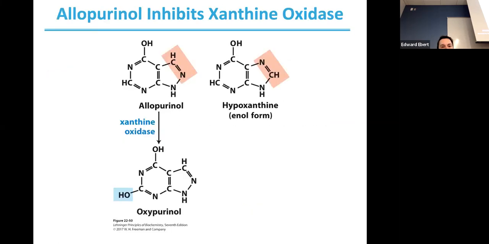So what did I want to say about that? Yeah, there we go. Allopurinol will bind to xanthine oxidase and get converted to oxypurinol. So we're kind of slowing this down. All right. There is another method to treat that.